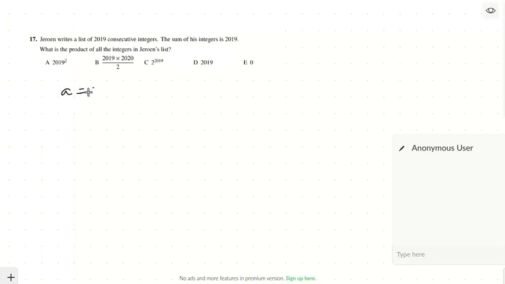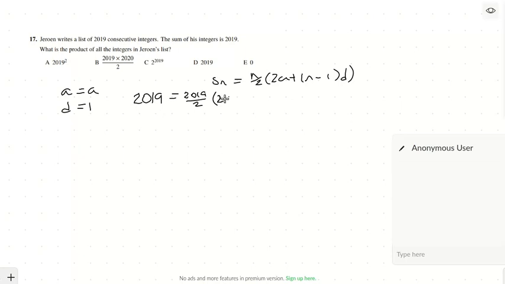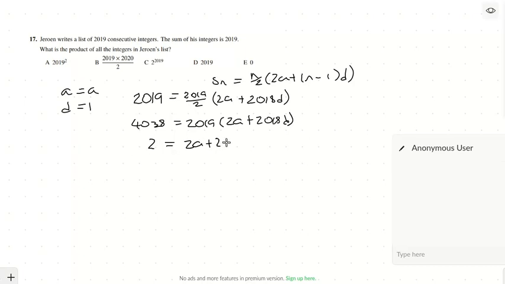I said, okay, I don't know the first term, but I do know the common difference, and I do know that the sum of the first. Now remember the formula, Sn equals n over 2, 2a plus n minus 1 d. I actually use this formula because then I can say 2019 equals 2019 over 2, 2a plus 2018 times d. And then I actually worked out, well, that's going to be 4038 equals 2019 times 2a plus 2018d. And then I divided, so I've got 2 there is 2a plus 2018d.